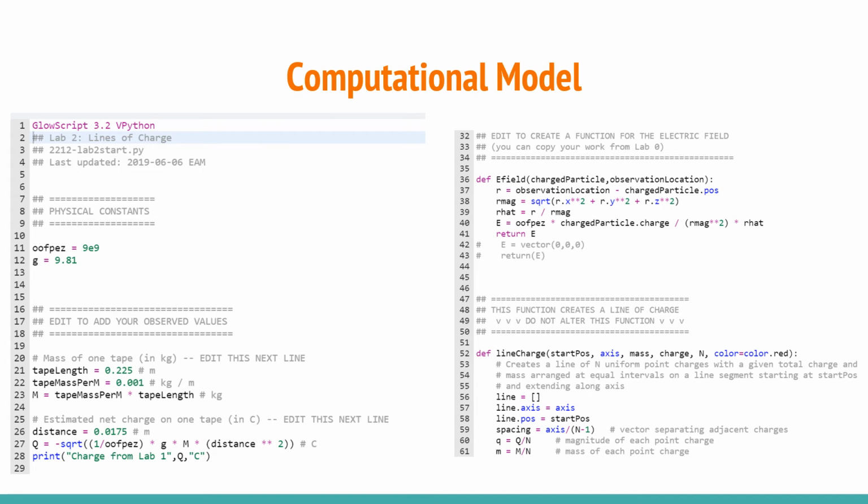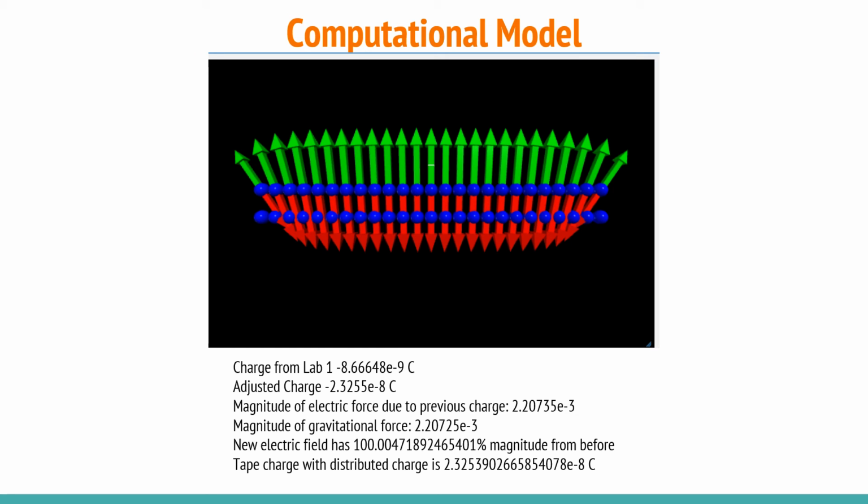I inputted the number of arrows I wanted to represent the evenly distributed charges as N. I chose N equals 25, which produced the following model with printed statements regarding the calculations I previously discussed. I found the adjusted Q to be negative 2.3255 times 10 to the negative 8th coulombs. Using this charge, the magnitude of electric force and gravity are equal. Again, we are assuming that charge A is equal to charge B, we can ignore air resistance, and that the charge is evenly distributed.